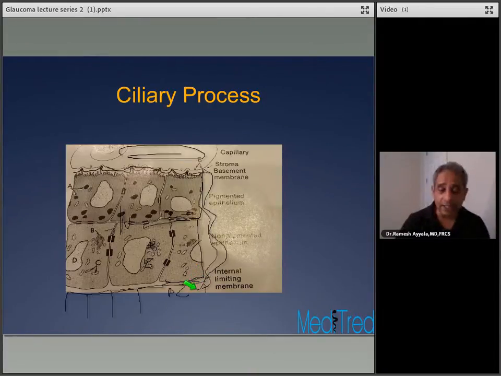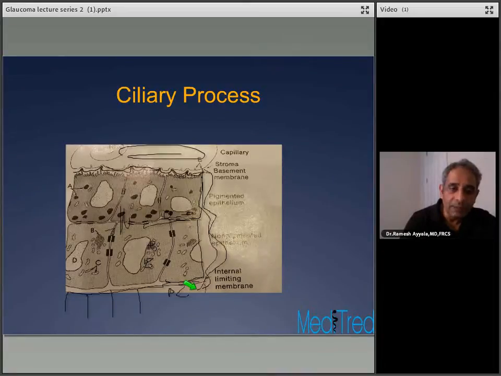Why is that important? Because aqueous, remember, has to be optically clear. And for that to happen, you have to filter out certain proteins and big cells, etc., from the aqueous humor. Otherwise, light cannot pass through, right? And to keep that optically clear aqueous the way it should be, you need this blood-aqueous barrier. And this barrier, again, I repeat, is provided by this complex of basement membrane, the pigmented epithelium, the non-pigmented epithelium, and the internal limiting membrane. All of them put together forms this complex.